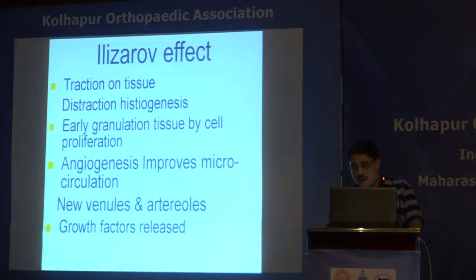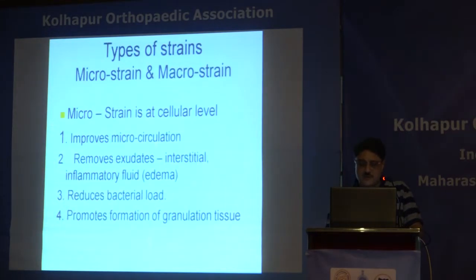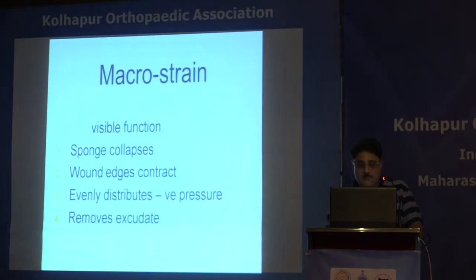And you see, after putting a VAC, you'll get lots of bleeding. That is angiogenesis, which improves the microcirculation. And eventually new venules and arterioles open up and new growth factors are released, so that it will give you a better environment for further plastic surgical procedures. Microstrain is at the cellular level, improves the exudate and interstitial level, and reduces the bacterial load.